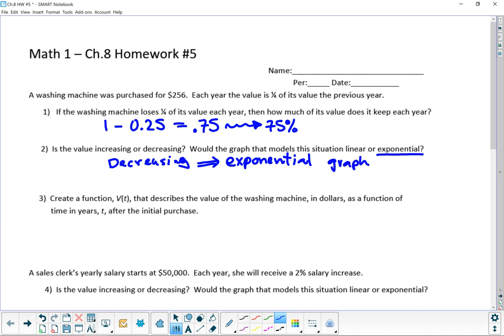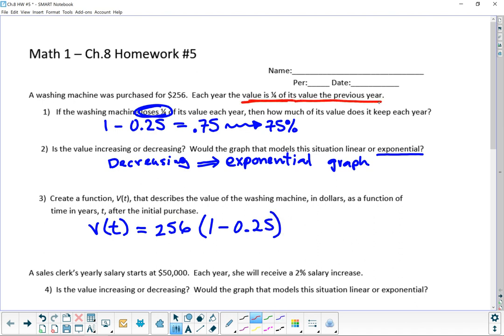Okay. Oh, number 3. This is what I wanted. Write a function V of t that describes the value of the washing machine in dollars as a function of time in years t after the initial purchase. So this one's going to be, and this is what I started doing at the beginning, 256 times 1 minus, because we're losing, right? And it says that it loses 1/4 of the value, so it loses 0.25. Okay, what it says up here is that the value is 1/4 of the value the previous year. Okay, that's actually something different. So these two are not the same thing.